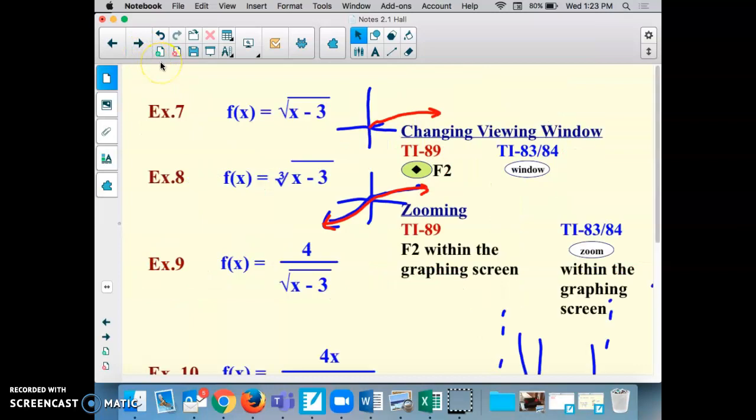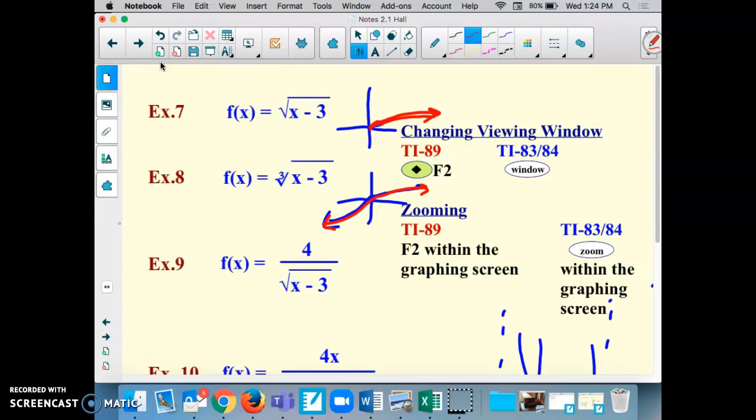Example 7. All right, I went ahead and made the graph for you. It's the absolute value, the square root of x minus 3. Square root of x minus 3, it will look like this graph here. Now, I want you to think about the square root.